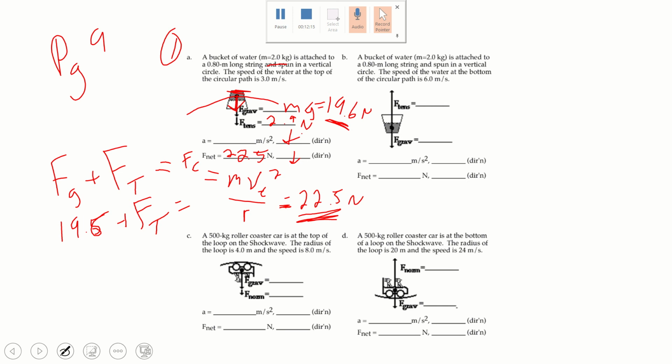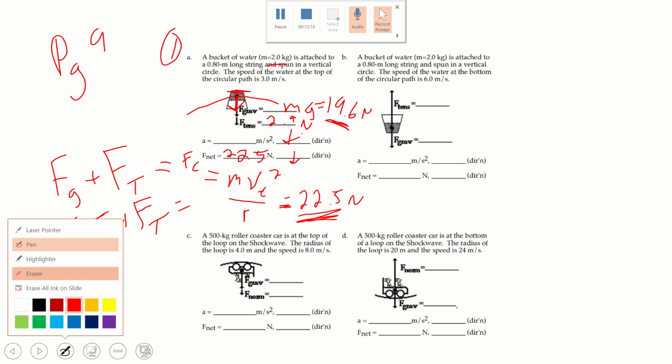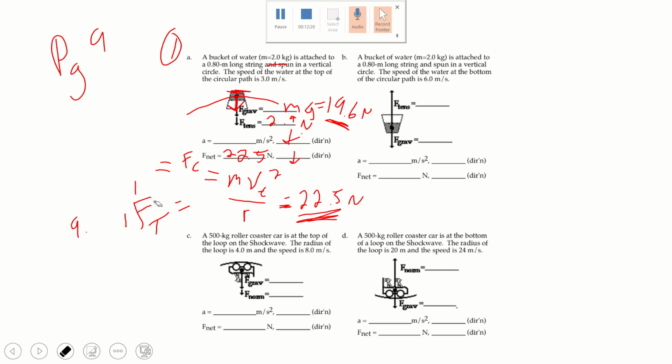And then lastly, they ask for acceleration. And remember what acceleration means. Erase some of this so we got some more space here. That's your centripetal acceleration, and that also has an equation. It's the same as the centripetal force equation, minus the m, just vt squared over r. So vt squared is 9, r is 0.8. So 9 divided by 0.8 is 11.25 meters per second squared, which is a little over 1 g.